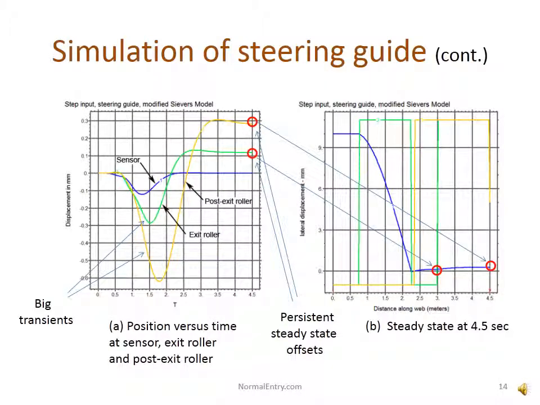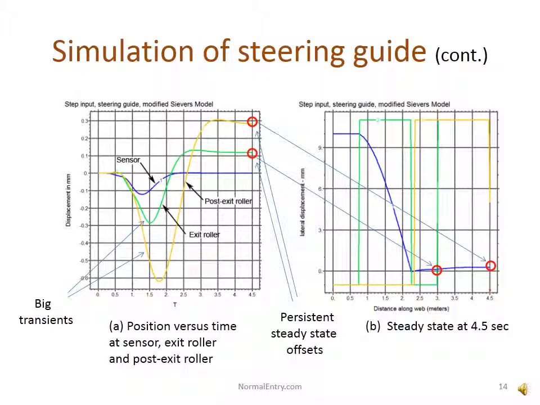It's apparent from the animation that things are happening to the web downstream of the sensor. Graph A is a time history of the lateral displacements at the sensor, the exit roller, and the post-exit roller. There are big transient swings immediately after the disturbance, plus persistent errors in the steady state.